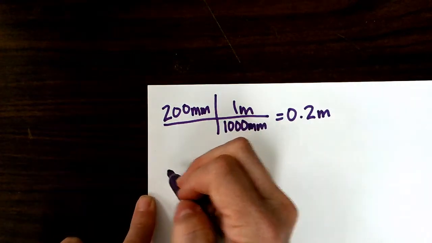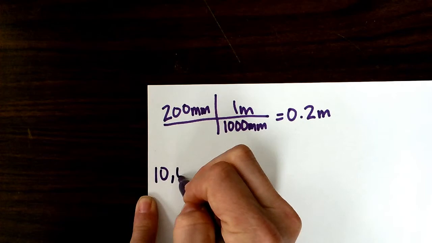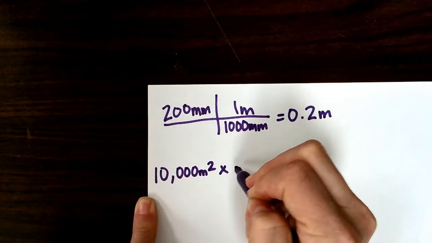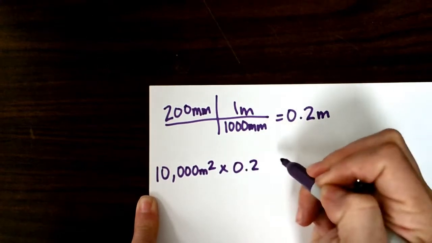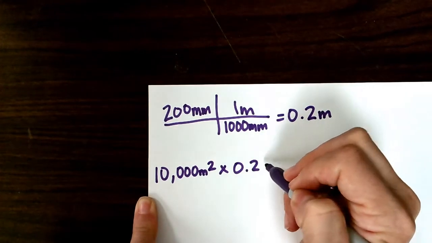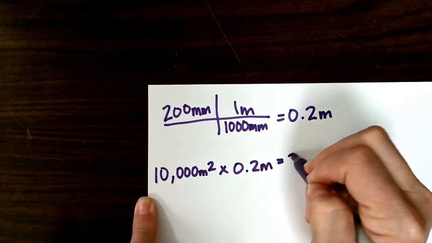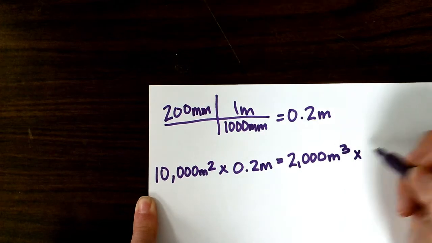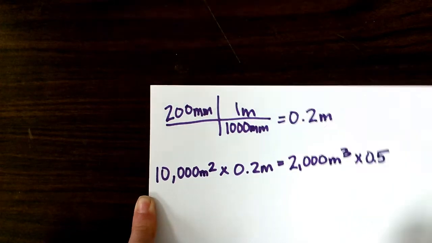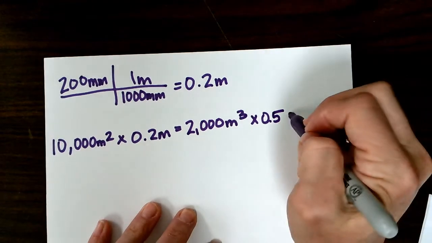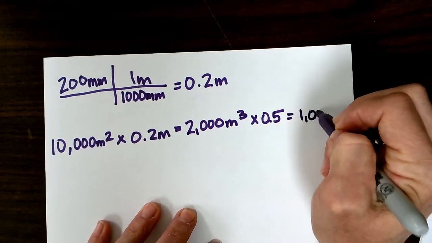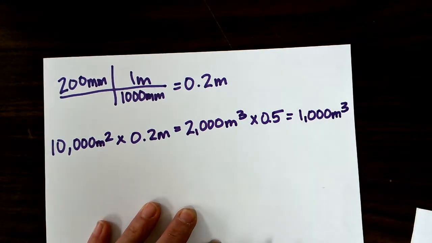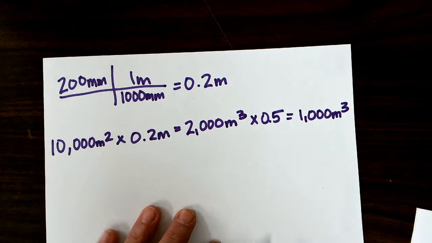Alright, now I'm going to multiply that times the 10,000 meters squared, that's the surface area of the landfill, and that'll give me the volume of the landfill, which is 2,000 cubic meters. But then they tell me only 50% of it actually makes it through. So that's going to give me 1,000 cubic meters that actually infiltrates through the landfill.